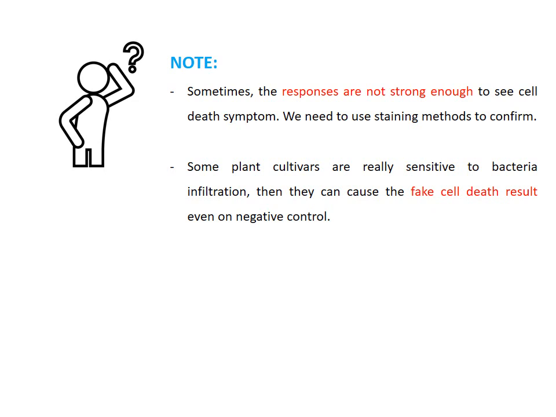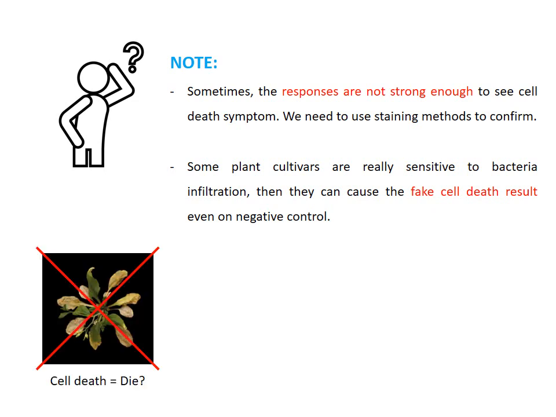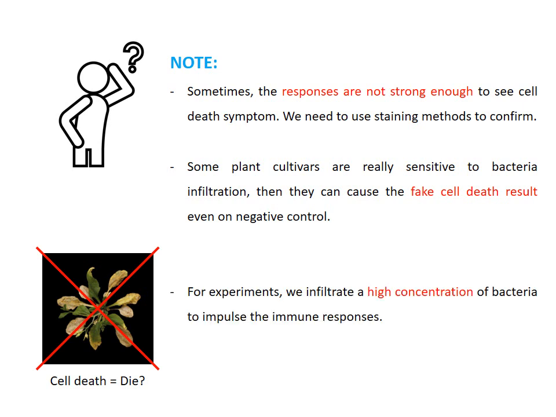Here are some problems that I summarized. Firstly, sometimes the responses are not strong enough to see the cell-death symptom, so we need to use a staining method to confirm. Also, some plant cultivars are really sensitive to bacteria infiltration, and they can cause a fake cell-death result even on the negative control. Also, maybe you will wonder whether, normally, if the plant has cell death, it can be dyed. But the answer is no. Actually, for this experiment, we infiltrated a high concentration of bacteria to improve the immune response. That's why we have another experiment to naturally check the immune response in the plant.